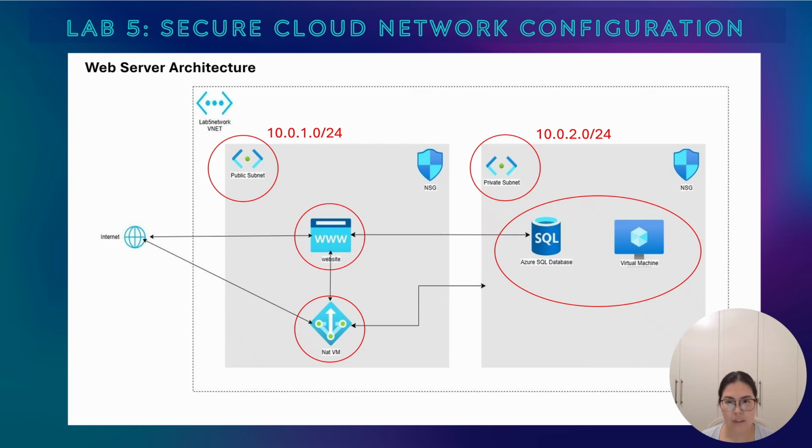A public-facing web VM with a public IP is configured as a reverse proxy, securely forwarding requests to the private VM using its internal IP. NSGs are tightly controlled to allow only ports 80 and 443 to the public VM.